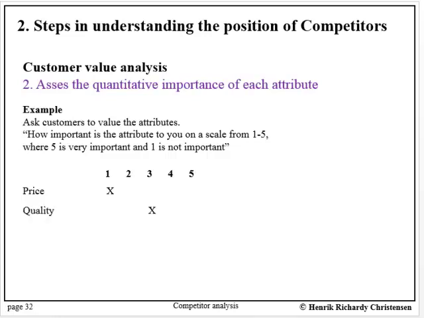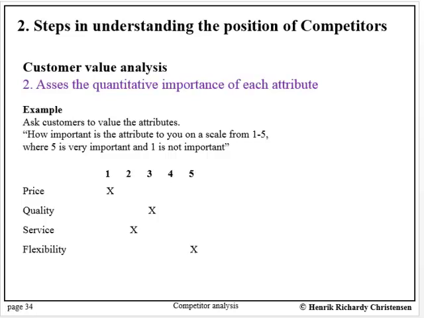We might ask a second question here. We might ask for quality, and we would then ask, how important is the quality to you on a scale from 1 to 5, where 5 is very important and 1 is not important? And here the customer answers 3. And in this way we can detect the importance that the customers assess to each of those attributes. We could add another one. We could add service, and here we see that the customer has evaluated that to 2.